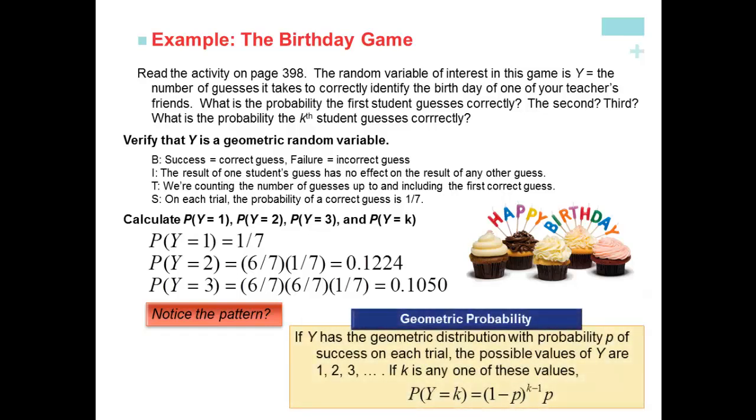So the geometric probability calculation, if y is a geometric distribution, probability of y equaling k will equal 1 minus the probability raised to the k minus 1 times the probability. 1 minus p is the probability of failure. In the previous case, that would be 6/7. And then p is the probability of success.